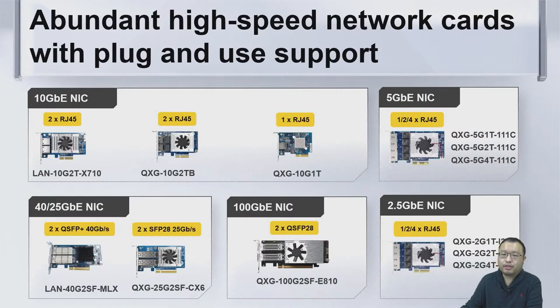Now, speaking of the network expandability, actually QNAP has a lot of different speed network interface cards, ranging from 2.5 GbE, 5 GbE, 10 GbE, all the way to 40 GbE and even 100 GbE. Okay, so why do we offer so many different network cards?